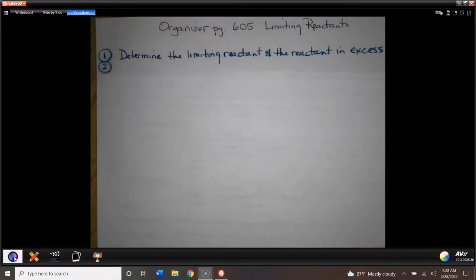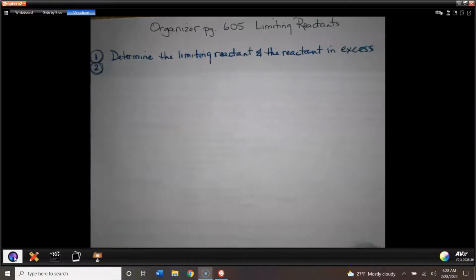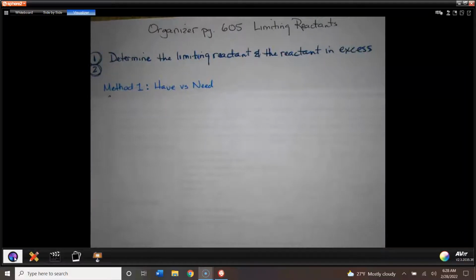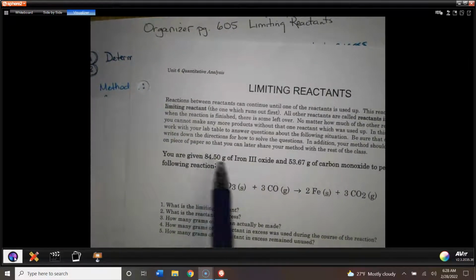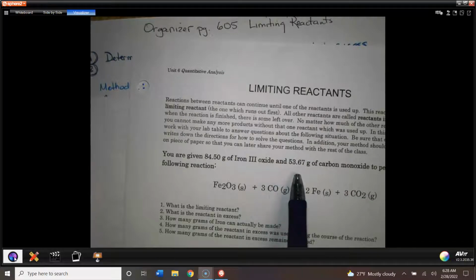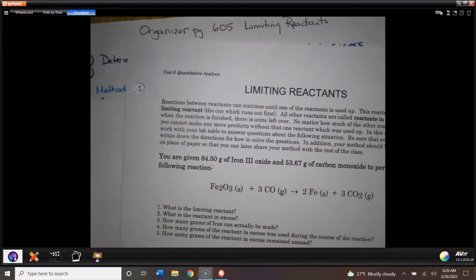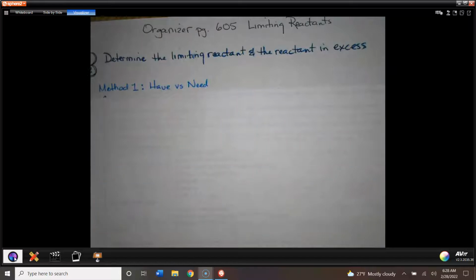And so to determine the limiting reactant in the first way, we're actually going to answer questions 1 and 2, what's limiting and what's in excess, pretty much simultaneously. So there's two methods. Method number 1 is what I call the have versus need method. So if you remember from the question, you have 84.50 grams of iron oxide and you have 53.67 grams of carbon monoxide. That's what you're putting into the beaker, so to speak, in order to get the reaction. Okay, we've got to figure out how much of that we would really need.